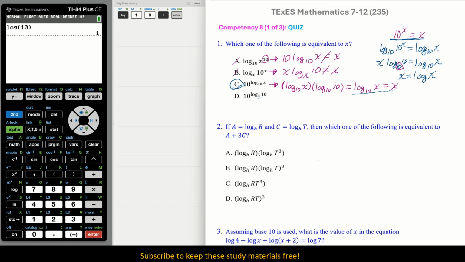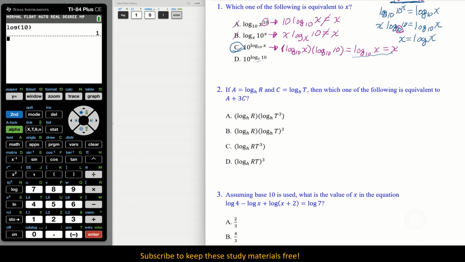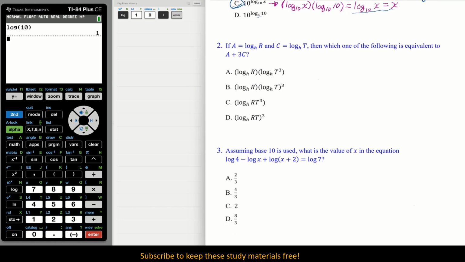But when you manipulate through the base x, you will see that it cannot and will not be equivalent to the variable x. Okay, C is just the only one that really works given our rules of logarithms. Okay, now let's look at number 2.